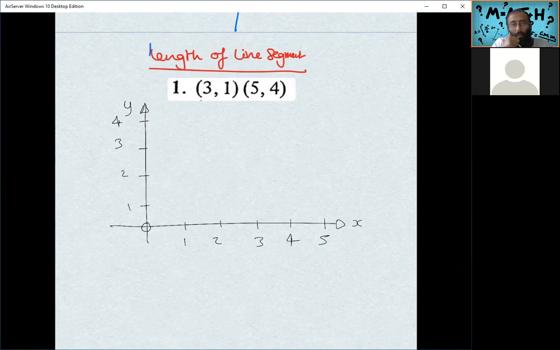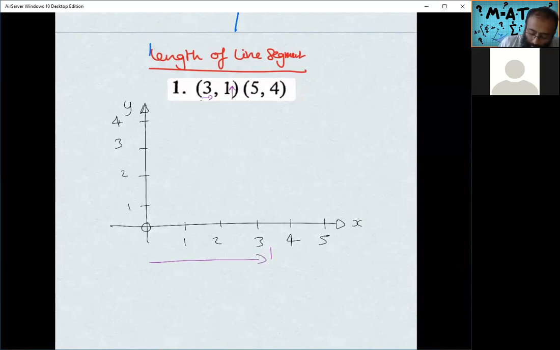Now what I'm going to do first is help you visualize what we're doing by the length of the line segment. So I'm going to plot the points 3, 1. 3, 1 means 3 along the X and 1 along the Y. So we go along the corridor by 3 and then up by 1, which takes us to here. The next one is 5, 4. So we're along the corridor by 5 and up by 4. That will take us to approximately here.